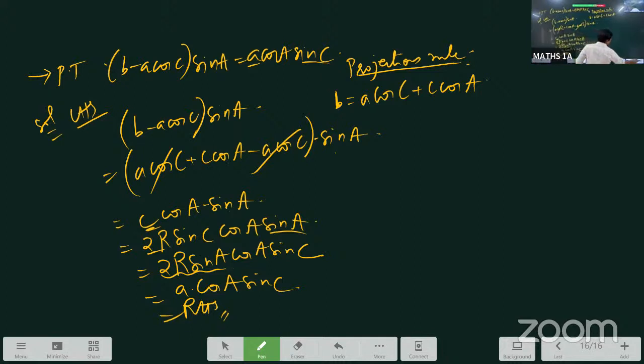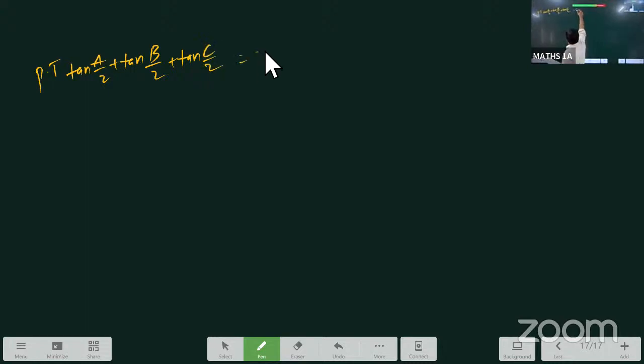Next. Prove that tan A by 2 plus tan B by 2 plus tan C by 2 is equal to (AB plus BC plus CA minus a square) by delta. Show that tan A by 2 plus tan B by 2 plus tan C by 2.